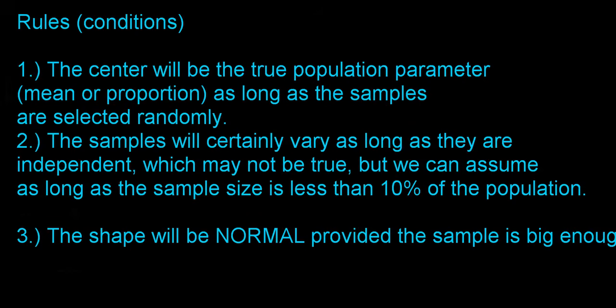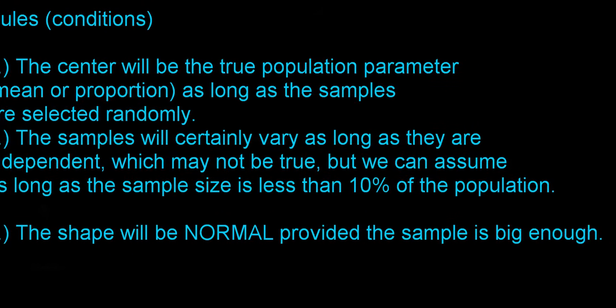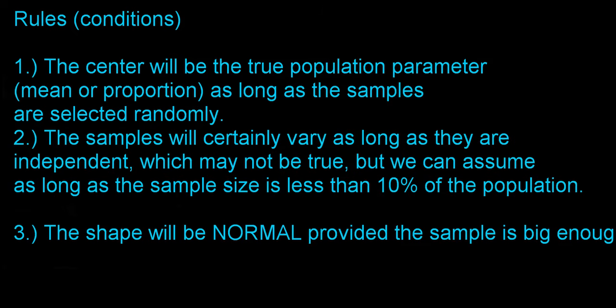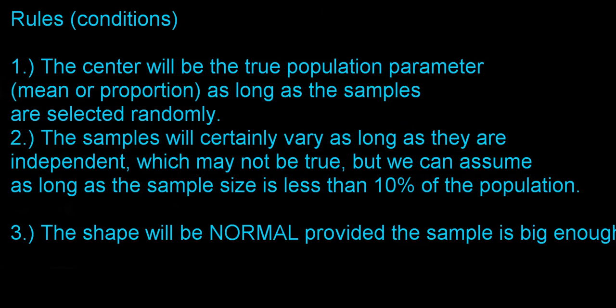Now, there's a couple rules that we have to learn real quick when we deal with these sampling distributions. The first rule is that when you select a sample, you've got to do it randomly. So the center of your sampling distribution will be the true population parameter, mean or proportion, as long as the samples are selected randomly.